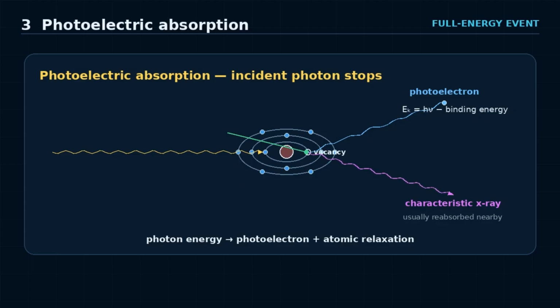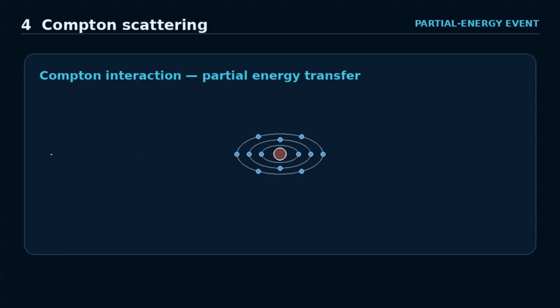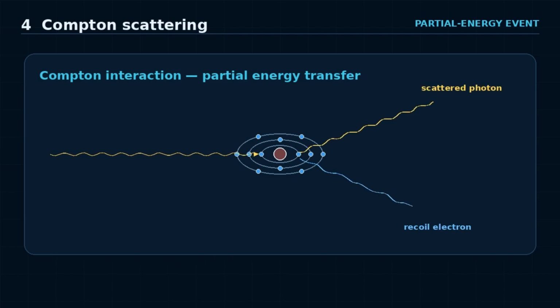In the Compton interaction, a photon transfers only part of its energy to an electron. The recoil electron deposits its energy in the crystal, while the scattered photon may escape or undergo another interaction.